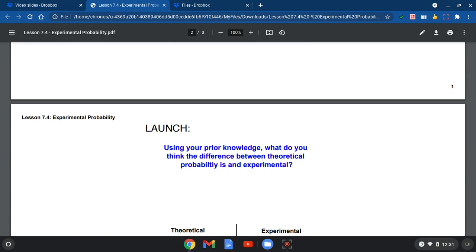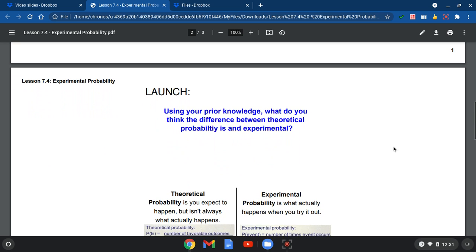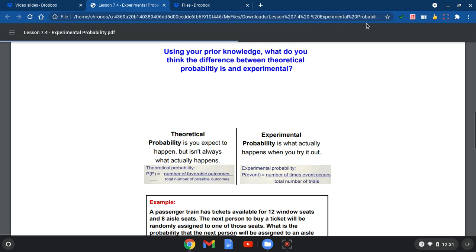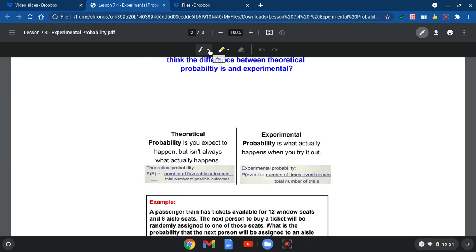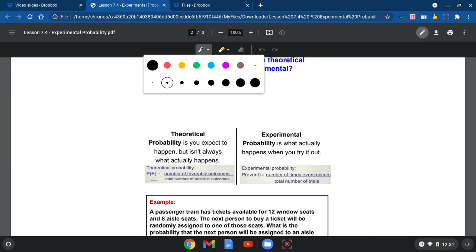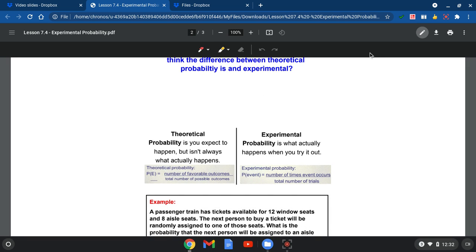So, using your prior knowledge, what do you think the difference is between theoretical probability and experimental probability? Well, let's take a look at both. In theoretical probability, you are expected for that particular event to happen, but it isn't always what actually happens. So it is based upon the number of favorable outcomes over the total number of possible outcomes.